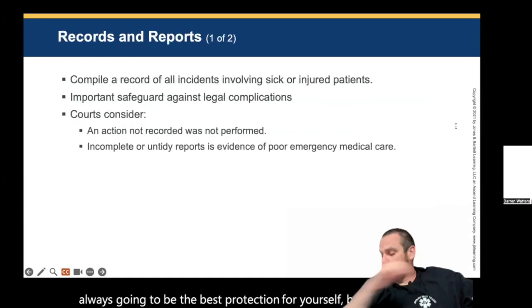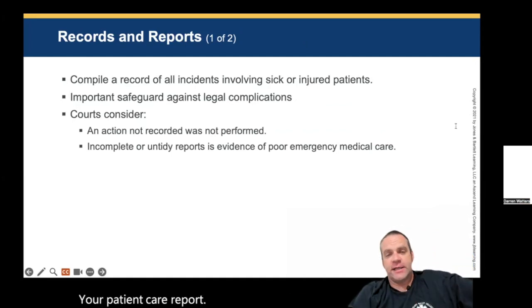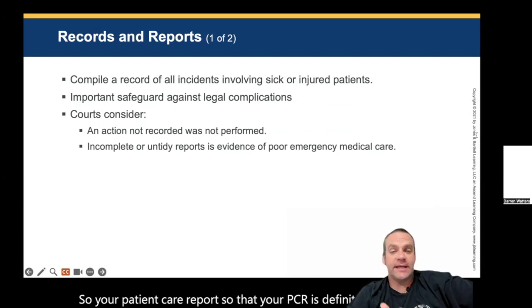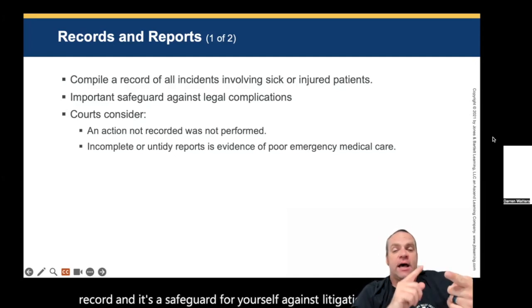Your patient care report. So your PCR is definitely more than just paperwork. It's a legal document, it's a medical record, and it's a safeguard for yourself against litigation. The golden rule, and I talked about this in class: if it wasn't documented, it didn't happen.